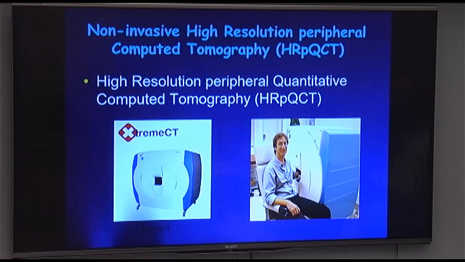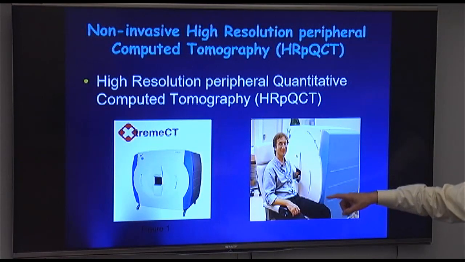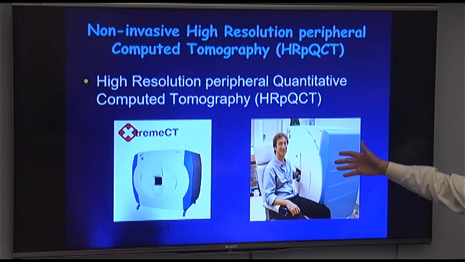So do you recognize this guy? You saw him on Monday. This is Serge Kremers, who volunteered to be shown in our extreme CT machine. You're going to have a demonstration of it next week. The machine is shown here.